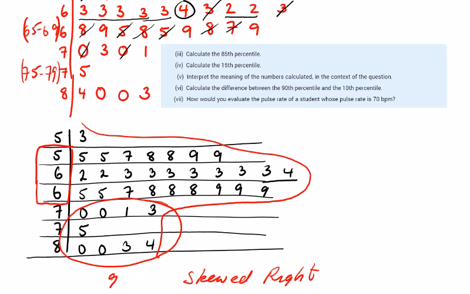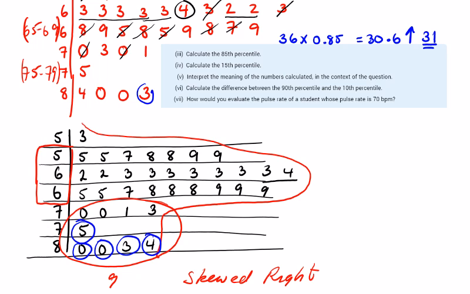So the questions that go with this: the 85th percentile. We said 36 pieces of data. So what's 85% of 36? 0.85 gives me 30.6. It's not a whole number, so I round up to 31. So the 31st number, well, this is the 36th, 35th, 34th, 33rd, 32nd, 31st. So 31 is the 5, 31, 32, 33, 35, 36.